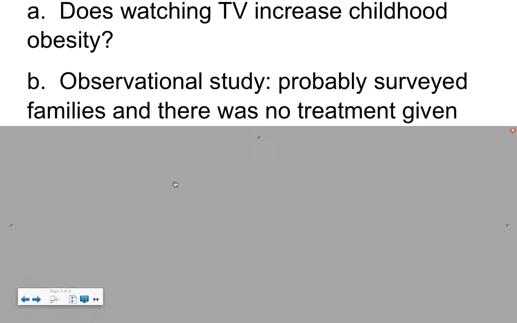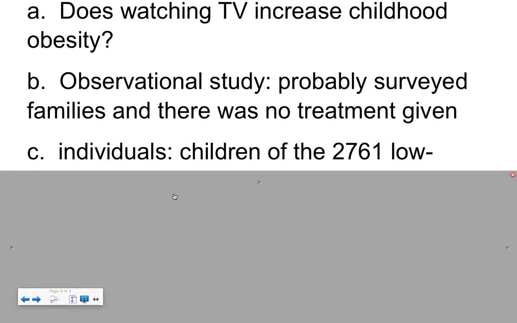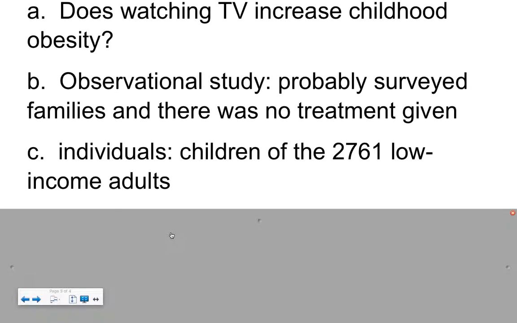Part C then says the actual study that produced these results involved 2,761 low-income adults in New York with children ages 1 through 4. Who were the individuals in this study and what variables were measured? So the individuals were who they were collecting information about. So the individuals would be the children, and more specifically, the children of only these adults here. So I'm going to say the individuals are the children of the 2,761 low-income adults. So that's who they collected information about. So they would be our individuals.